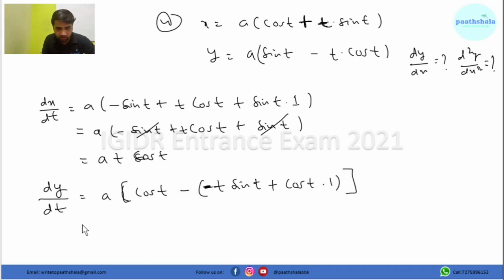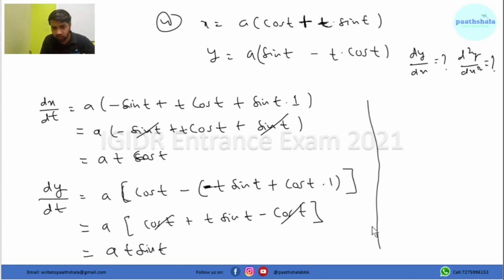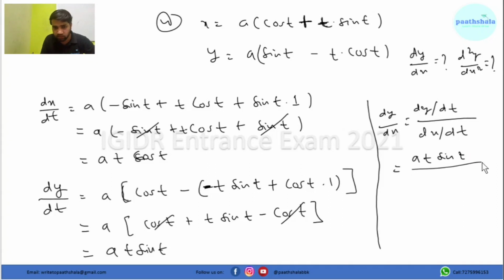Yeah, so now let's solve it. So this will be a times cos t minus cos t plus t sin t. So this cos t and cos t get eliminated, and the final value will come out to be a t sin t. Okay, so now let's find dy by dx. So this will be dy by dt divided by dx by dt. Okay, so now let's put the values of these two. So this will be a t sin t divided by a t cos t. So here a t and a t get eliminated, and sin t upon cos t will come out to be tan t.